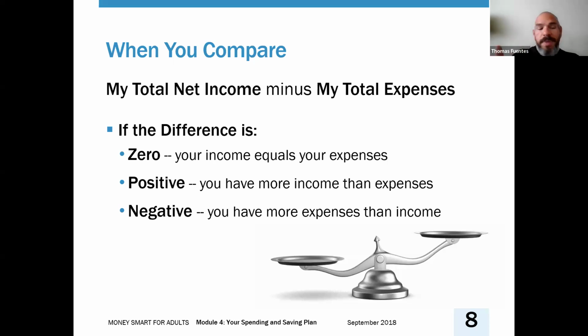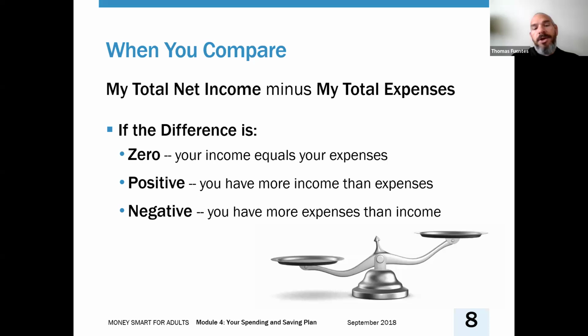So now we compare. When you compare your total net income and your expenses, you're going to see three possible outcomes, right? You're going to see the difference you calculate in the comparison of your total net income, and you're either going to get a zero, a positive, or a negative. Quite simply, zero indicates that your income equals your expenses. Sure, that's cool. But if you don't have a positive number, then that means that we don't have money to carry over to put into savings, right?